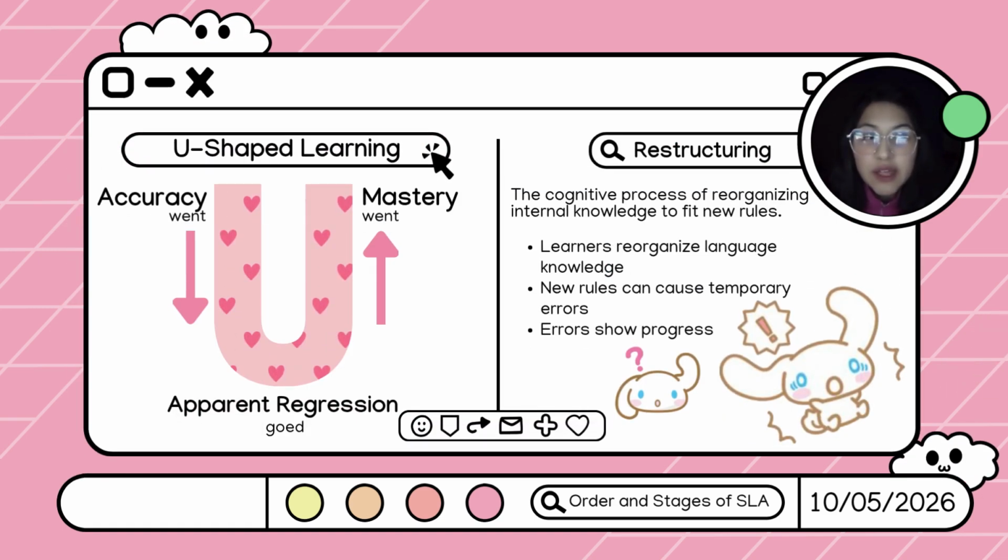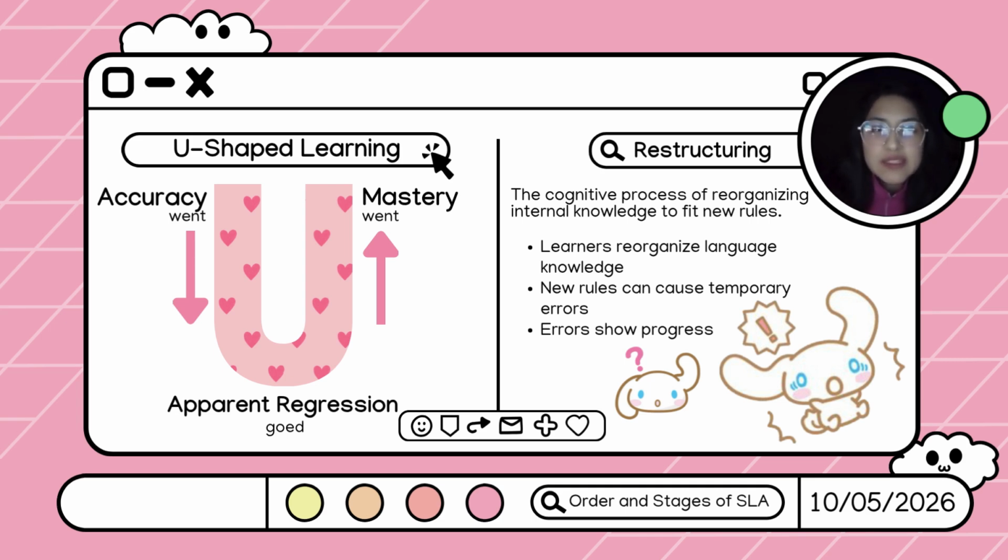This sequence reveals a phenomenon called U-shaped learning. Initially, a learner seems highly accurate, saying "ate." Then they apparently regress by making errors, saying "eated," before finally performing correctly again, saying "ate." The same with the verb went. They start with "went," they overgeneralize with "goed," and they finally say "went."